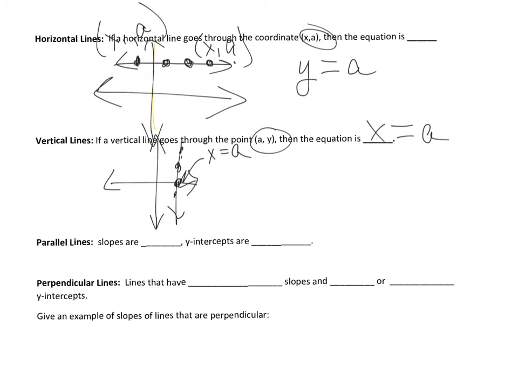Parallel lines are going in the same direction, so their slopes are the same. They have the same rise over run, but their y-intercepts are going to be different, because if they were the same, they would be the exact same equation. Perpendicular lines have what's called opposite reciprocal slopes.